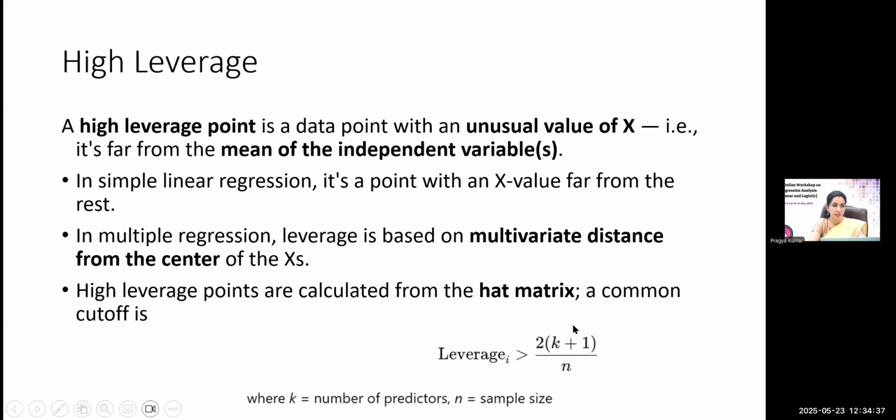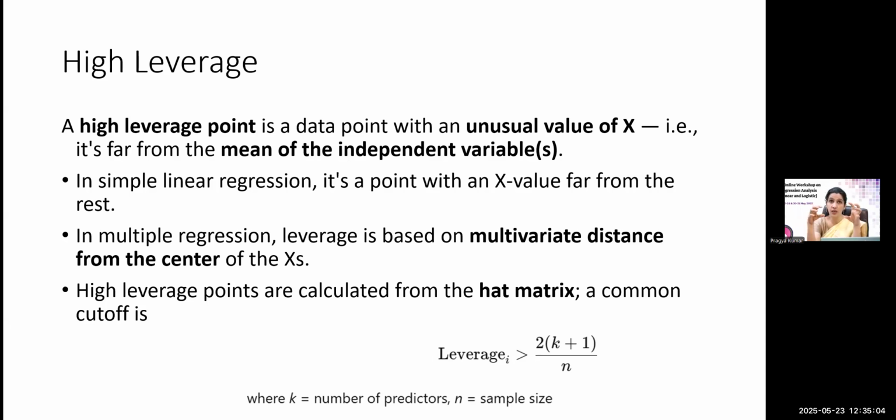Again, coming to high leverage. What is a high leverage point? It is a data point with an unusual value of x. And x here is the independent variable. So the first one, the outlier, was more about the value of y, meaning the predicted and actual. But high leverage is a point related to x.